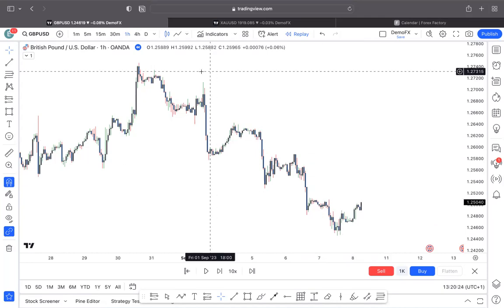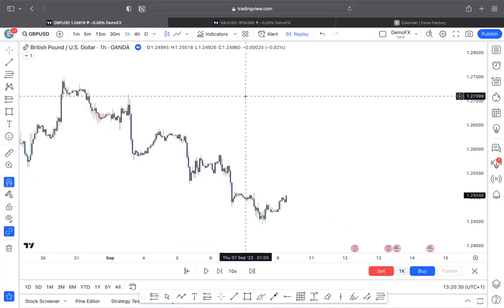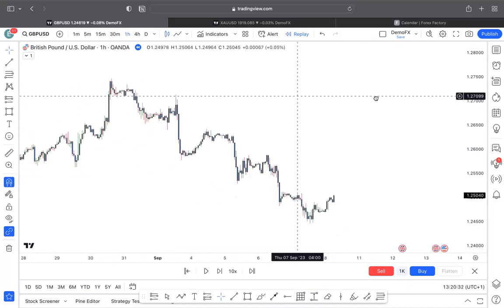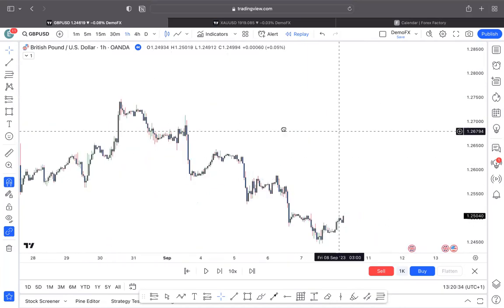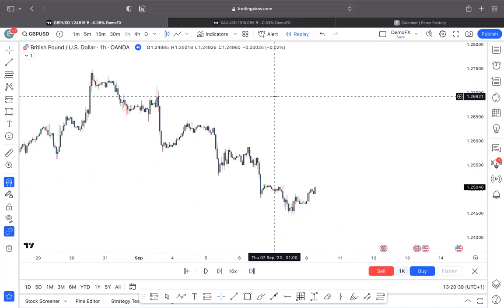All right, so I'm just going to jump into the video straight away. Basically, we all have to understand that market structure and price action is key. Market structure and price action is very key. GBPUSD this week has been giving me clear market structure, guys. It can't get clearer than this.